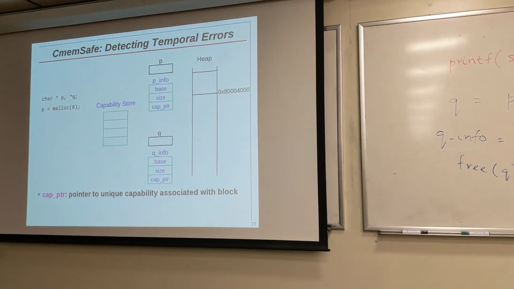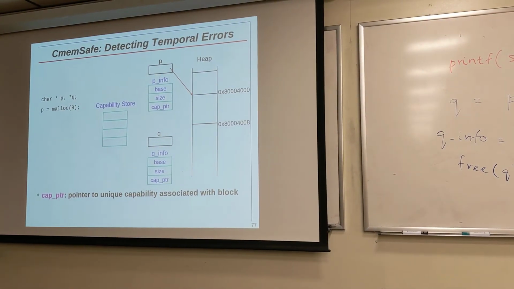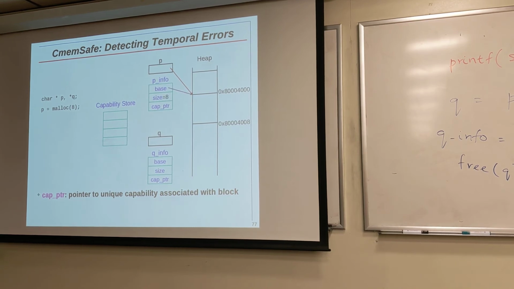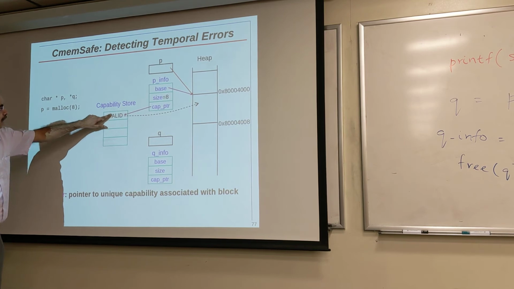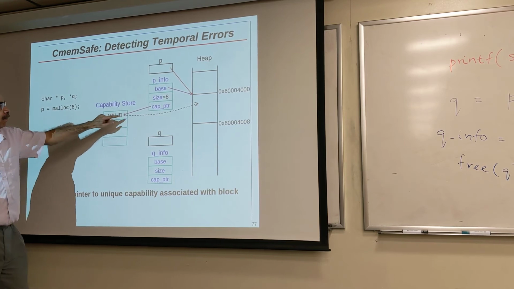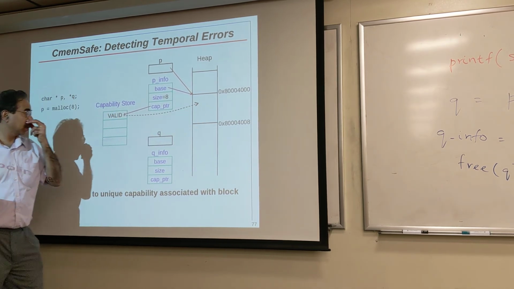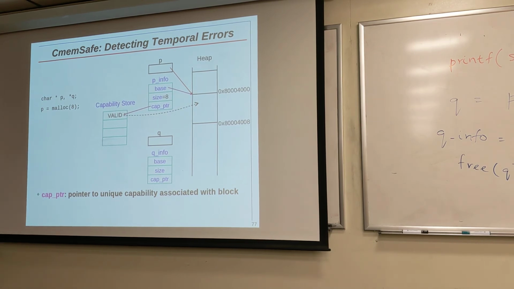Okay? So say malloc 8, and P gets pointed to that, and the base and size are set the same way as before, but in addition, this capability pointer is set this way, right? So this capability store says I am a capability for this particular place.